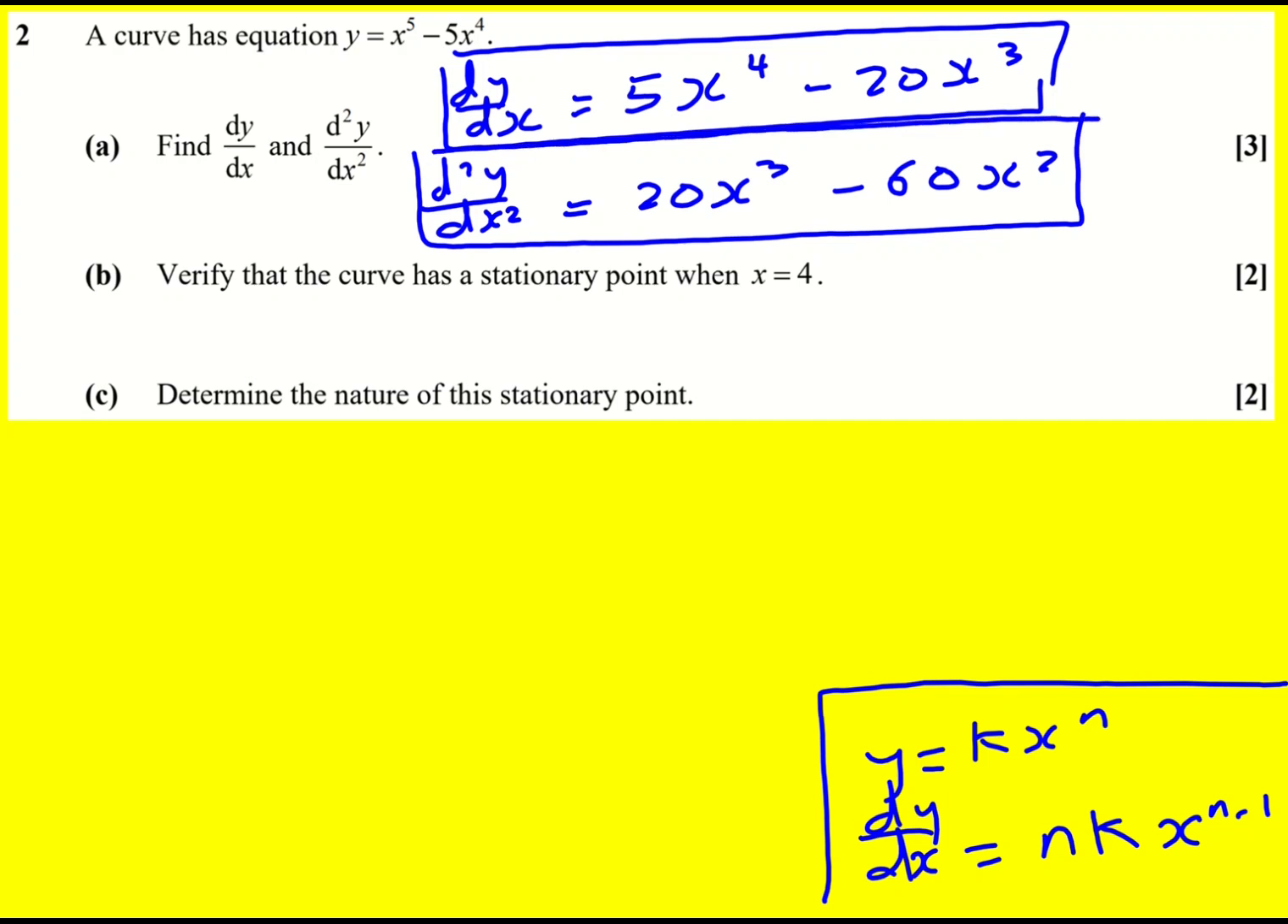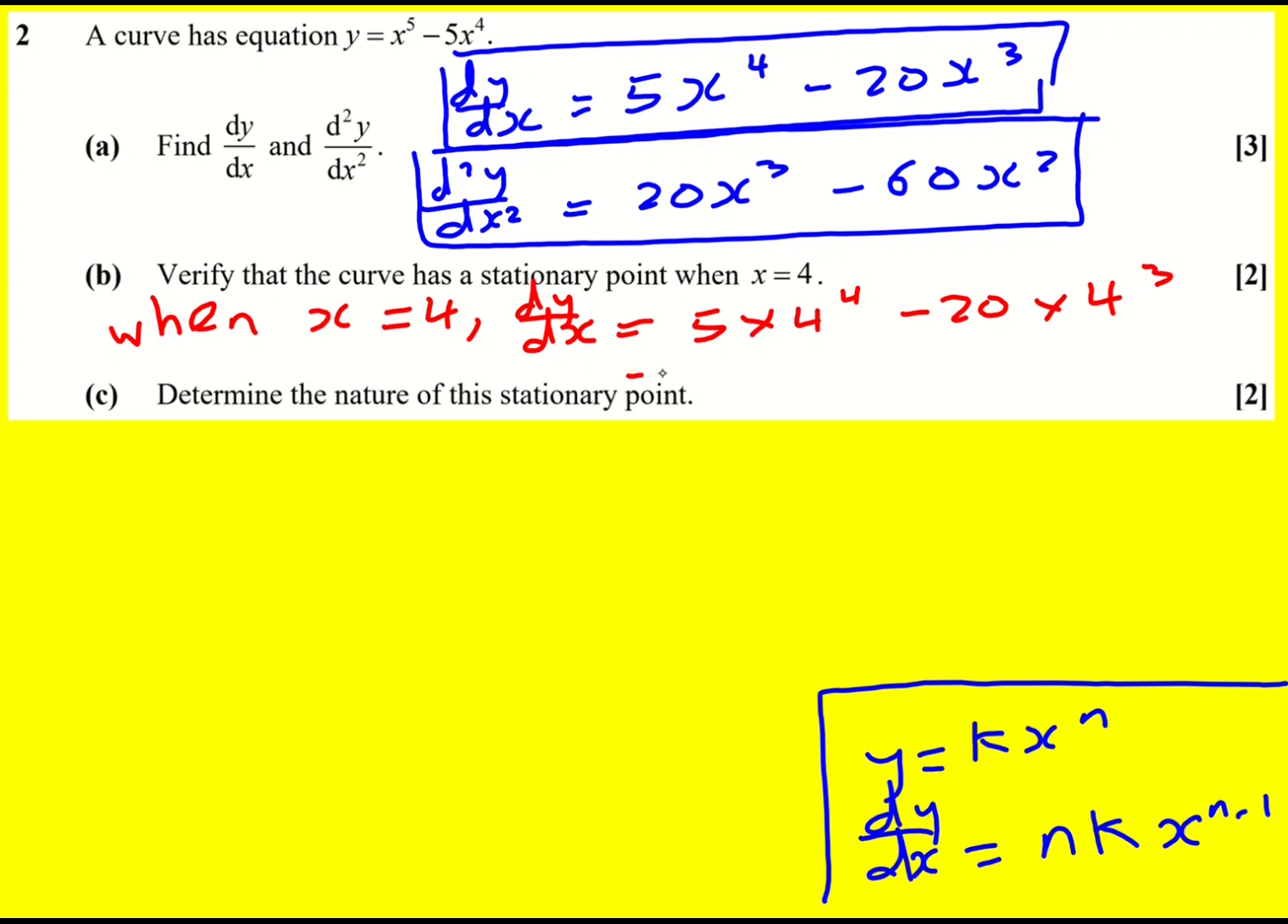Verify that the curve has a stationary point when x is equal to 4. So you could solve dy by dx equal to 0, but it's going to be much quicker to just sub in x equals 4. When x equals 4, dy by dx is going to equal 5 times 4 to the 4 minus 20 times 4 to the 3. And this ends up being 1,280 minus 1,280, which gives 0.